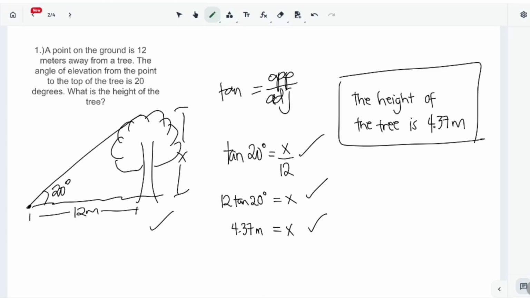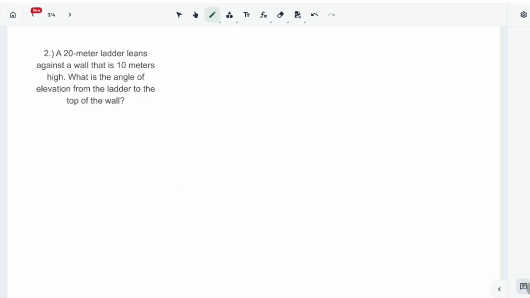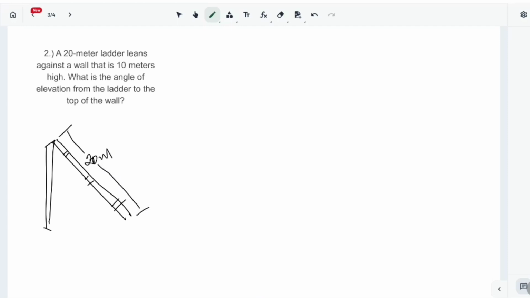Okay, so let's try another one. A 20-meter ladder leans against the wall that is 10 meters high. So we have the wall here, and then we have the ladder here. So we say that the ladder is a 20-meter ladder and the wall is 10 meters high. Now, the question is, what is the angle of elevation from the ladder to the top of the wall?